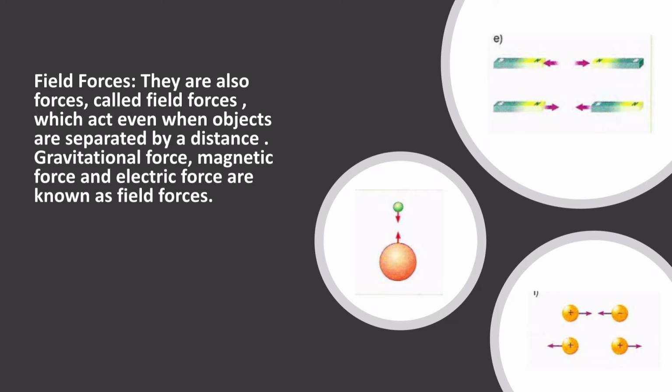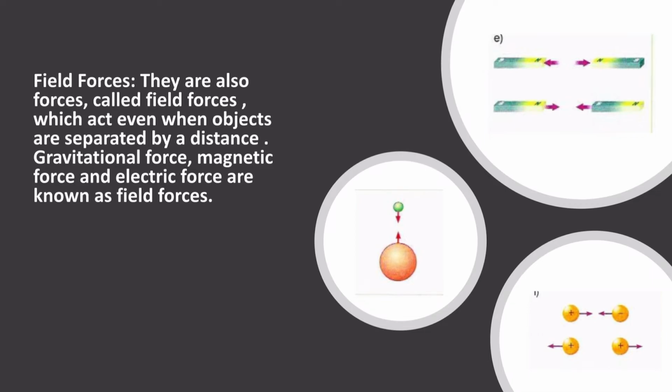A magnetic force occurs between two magnetic poles, like poles or unlike poles, for example, or an electric force which occurs between two electric charges. And the last example is gravitational force, which acts upon any objects around us from the ground. This is also another example of field force.